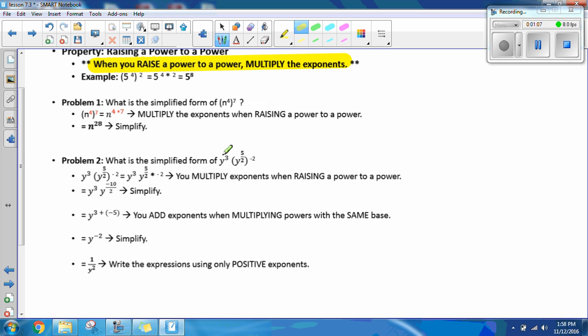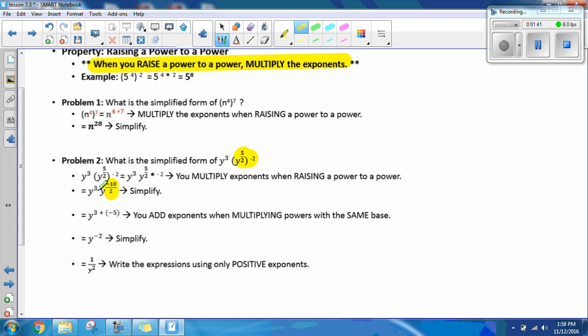In this problem, we have y to the 3rd power times y to the 5 over 2 power, that quantity being raised to the negative 2 power. So first we can deal with this factor here. Y to the 5 over 2 power being raised to the negative 2nd power really just means I can multiply those two exponents. And I can rewrite that as y to the negative 10 over 2 power, which simplifies to negative 5.